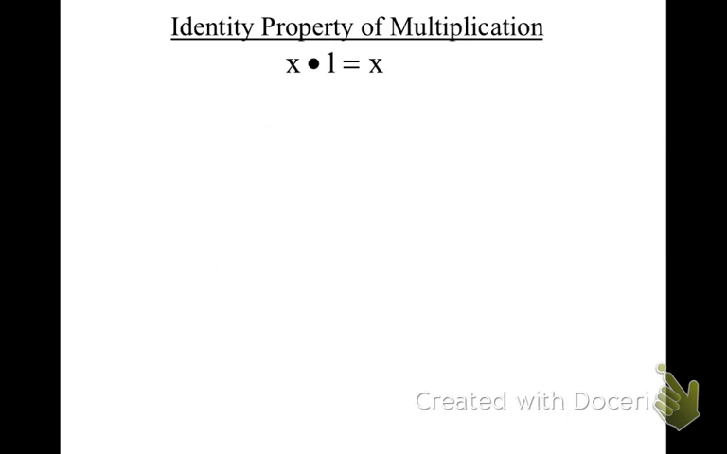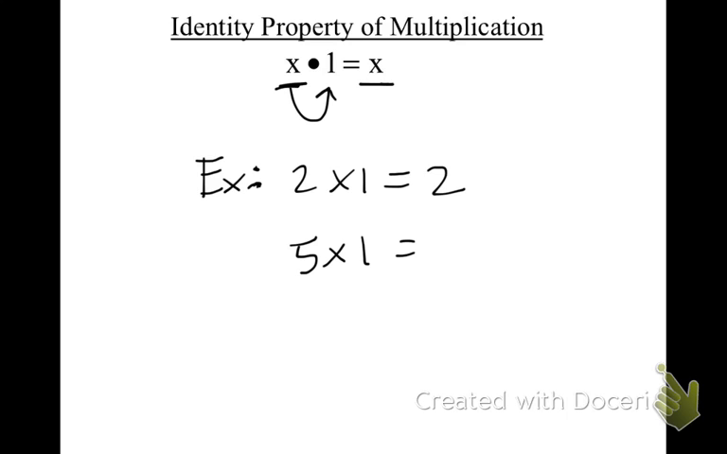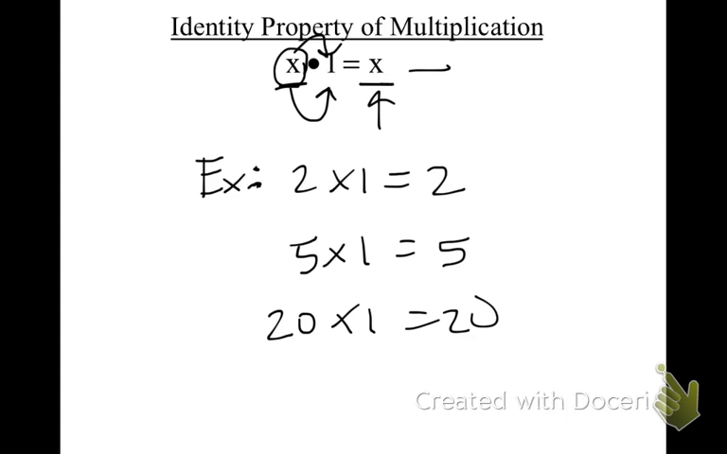First off, we're going to do a quick review of the identity property of multiplication. Basically, we take any number, we multiply it by 1, it'll give us that same exact number. So 2 times 1 is going to give me 2, or 5 times 1 is going to give me 5, 20 times 1 is going to give me 20. So any number times 1, we get the same exact number. Make sure that's in your notes.